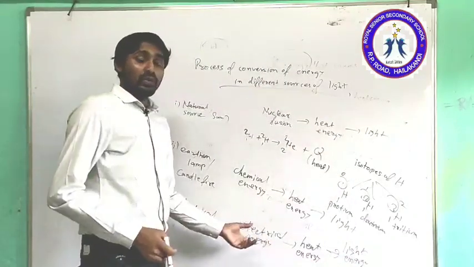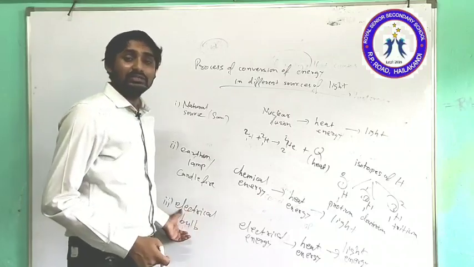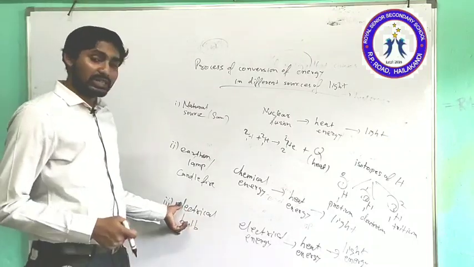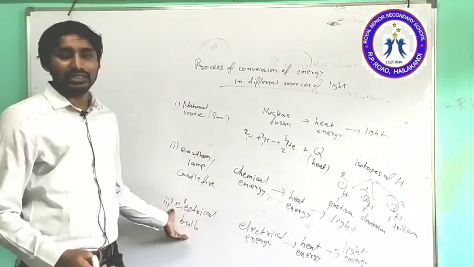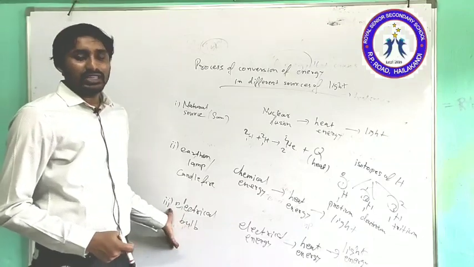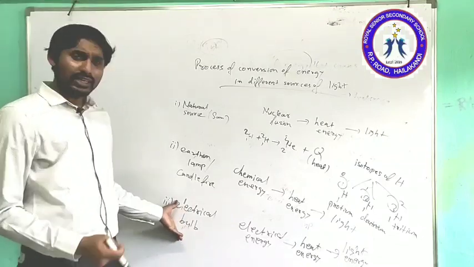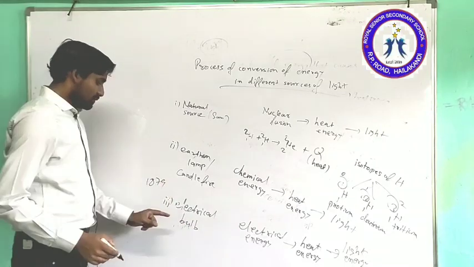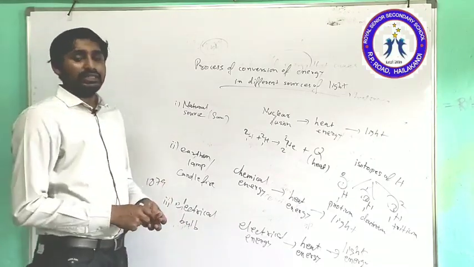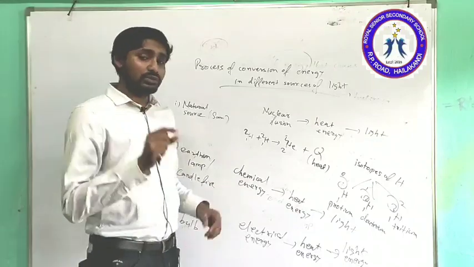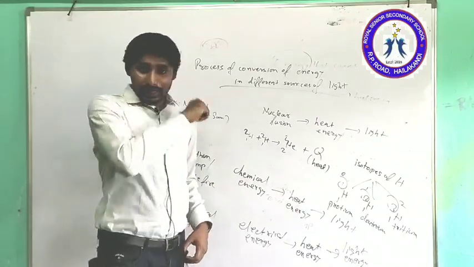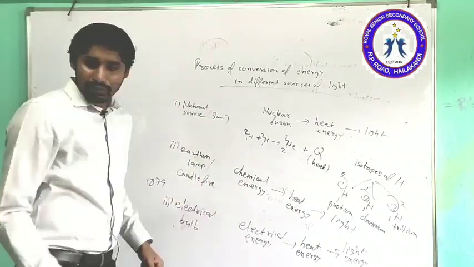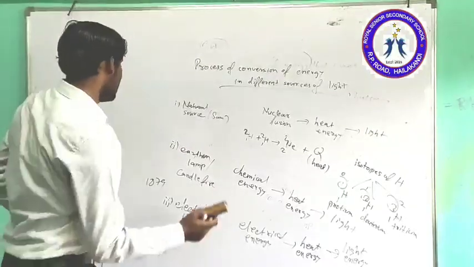It is not true for all the recent electric bulbs. I am talking particularly about the electric bulb which was first invented by Thomas Alva Edison in the year 1879, yes, 1879. The earlier form of electric bulb is where we use a filament.